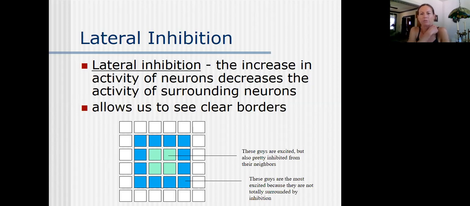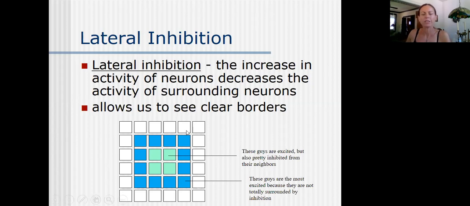Like you can see the difference between my shoulder and the wall behind me, and you don't think that the wall behind me is part of my shoulder. You don't think that this picture on the wall behind my head is actually part of my head, because we can see those borders very, very clearly. You don't think that my chin is actually connected to my neck, because we're seeing a border there. And so the question is, how do we see these borders so clearly? And we do it by lateral inhibition.